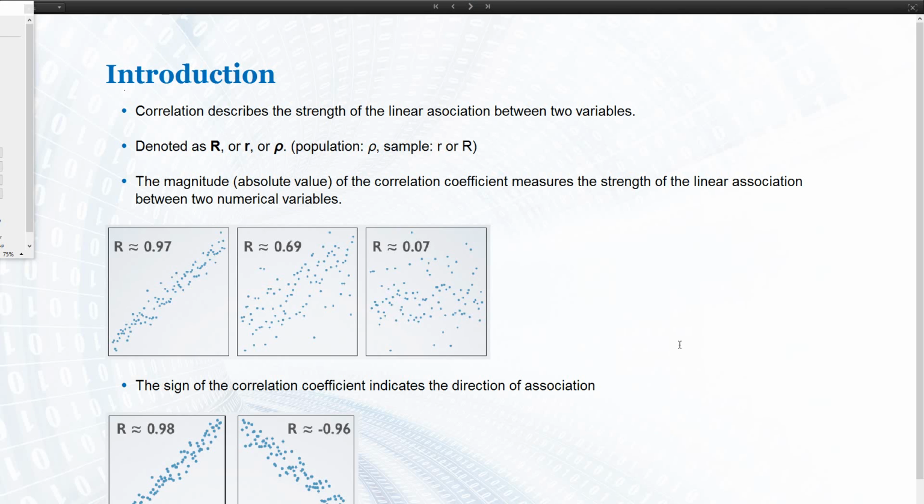Usually you use the letter R, capital R or non-capital r, or the Greek letter rho. Usually the Latin letters are used for samples and the Greek letters are for the population. So, the magnitude, the absolute value of R, tells us how strong the correlation is.